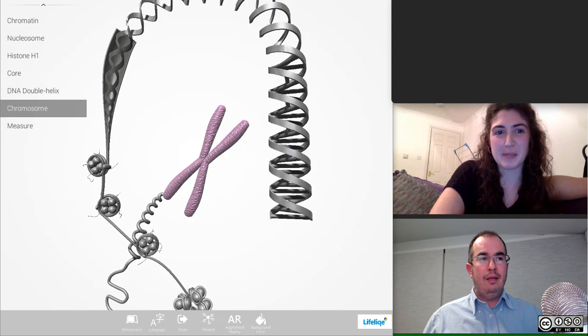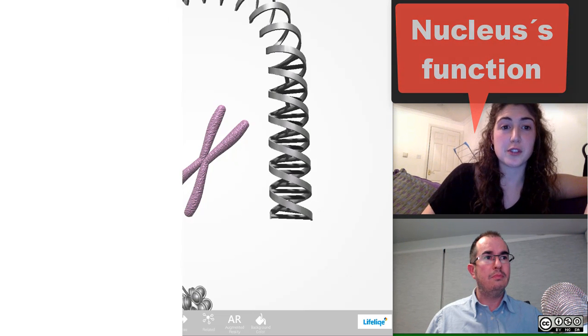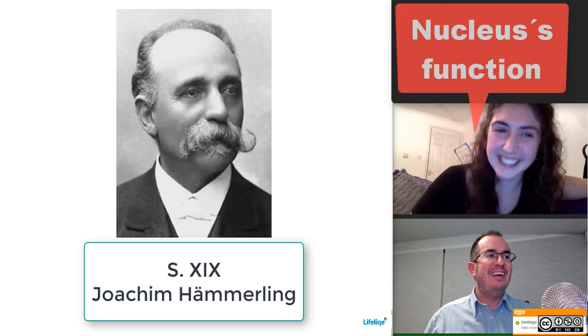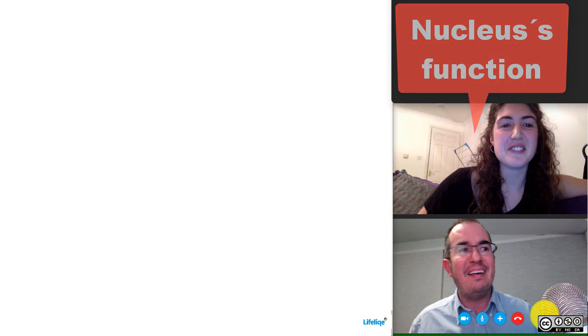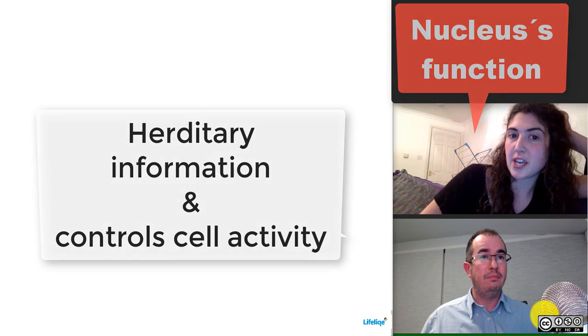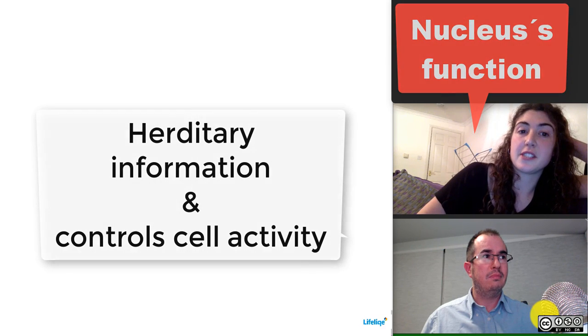Perfecto. Seguimos. Can you tell us something about the function of the nucleus? Yes. So, the real function of the nucleus was discovered in the 20th century. By the biologist Joachim Hammerling. He revealed that the nucleus has two fundamental functions. So it contains hereditary information that determines the characteristics of the cell and the organisms they're part of, and it also controls the activity.